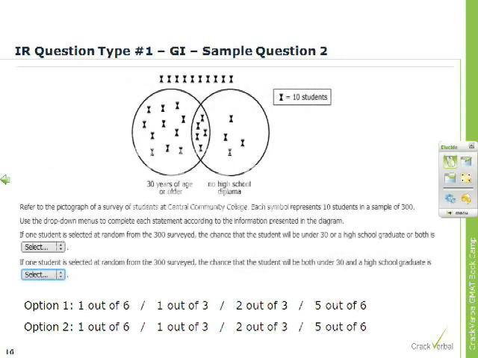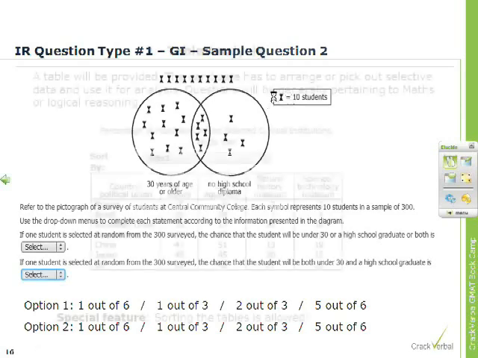So this is a pie chart. All of you are really comfortable with sets, so it should not be a problem. Right? So what does this say? Refer to the pictograph of a survey of students at Central Community College. Each symbol represents 10 students in a sample of 300.